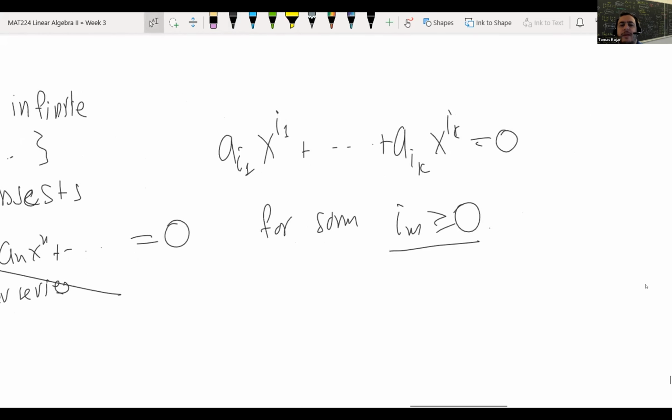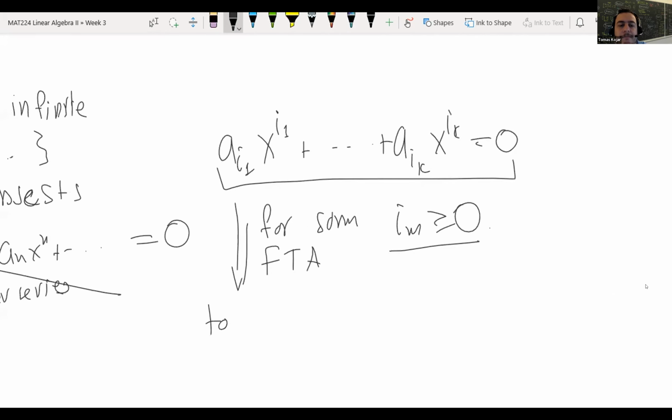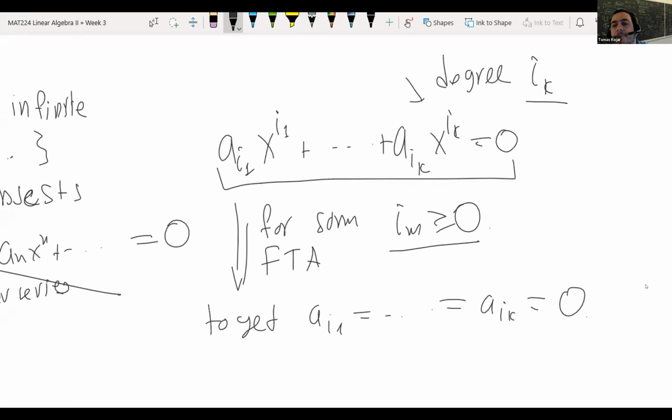But from here we can do the same thing. Given any subset like this, apply FTA to get a_{i1} all the way to a_{ik} equal to 0, the coefficients, because FTA applies to any polynomial, and this is a polynomial of degree ik. So it has at most ik roots, not infinitely many roots. So that's the trick for the infinite stuff.